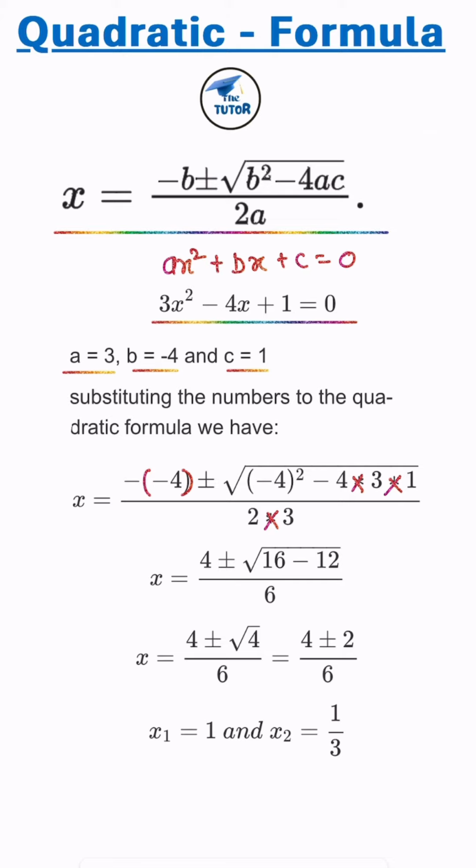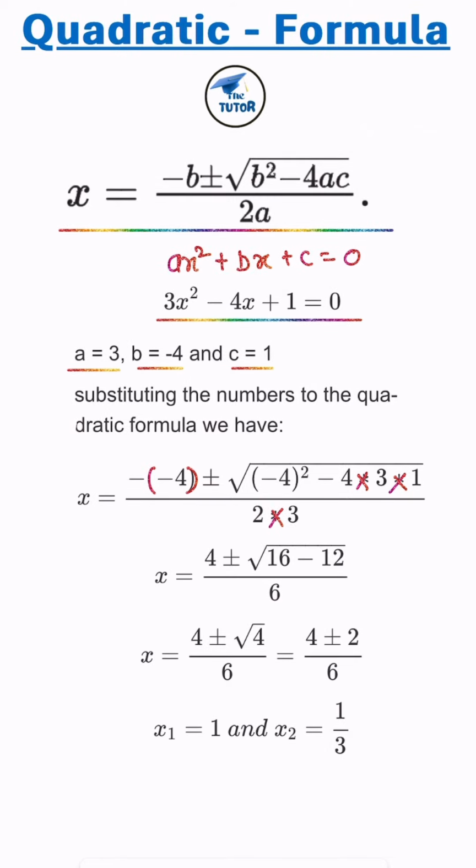Now further you have 4 plus minus square root of 4 over 6. Here you will get 4 plus minus 2. That's why we keep the plus minus, because see, the square root of 4 can be negative 2 as well as positive 2, both.